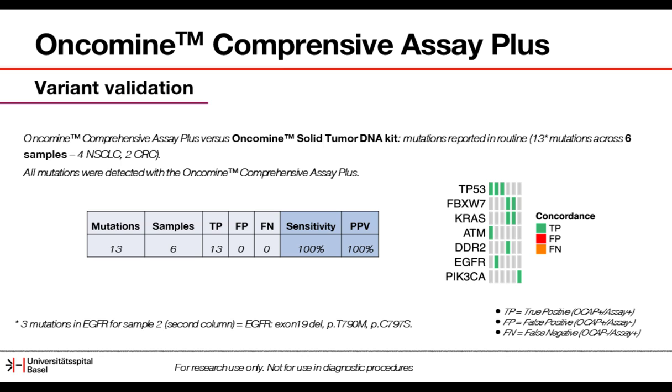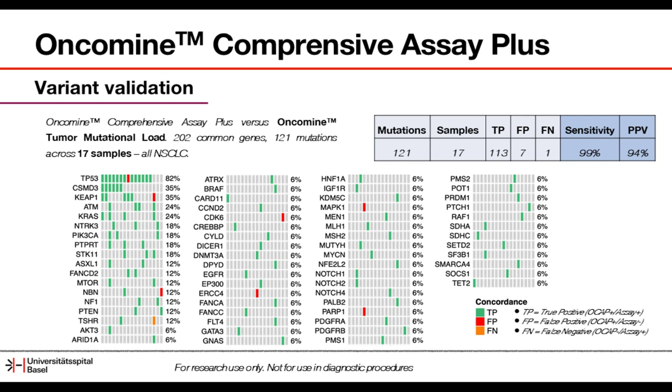And you can see that the Oncomine Comprehensive Assay Plus performed as well as our smaller panel. So there is 100% sensitivity and positive predictive value. So all mutations were detected by the assay.